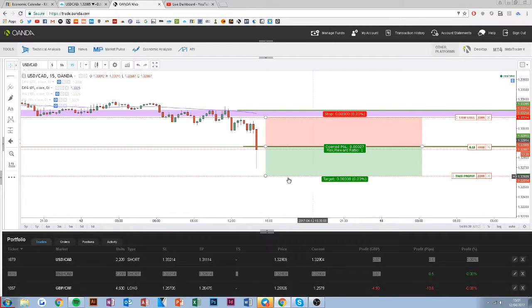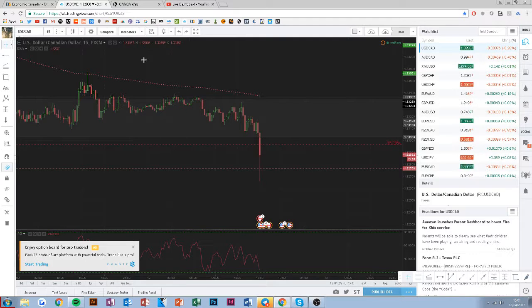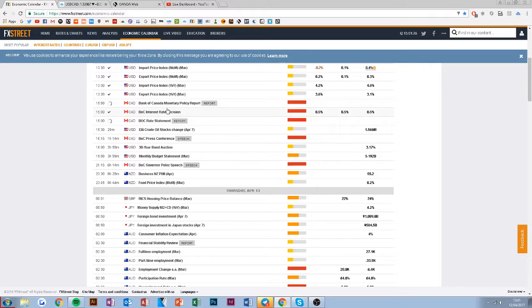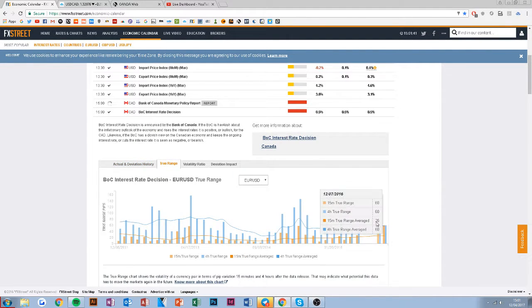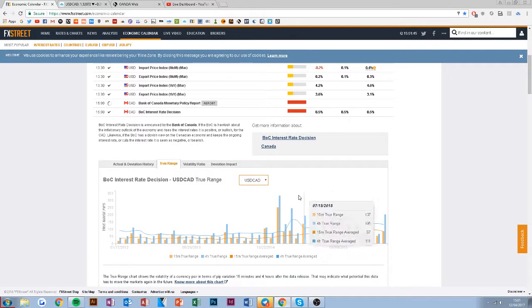Usually they make a nice 100 pip move, minimum I think it was. Let's have a look. True range. Euro dollar. So on the 4 hour, I think this one was quite small. I didn't know why it didn't move as much, but sometimes this one moved 333 pips. So hopefully we get a nice one.